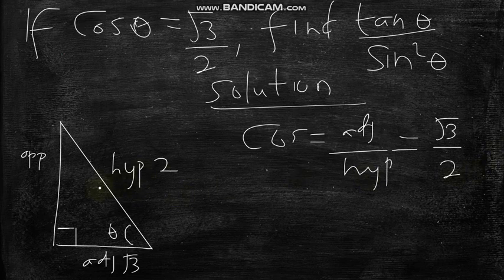You don't have to write hypotenuse, opposite, and adjacent. You can just write √3 and 2. I did that so that it will be clearer for you to understand. So what we need to find is our opposite. So how do we find our opposite? We use Pythagoras theorem. So we'll call it x.